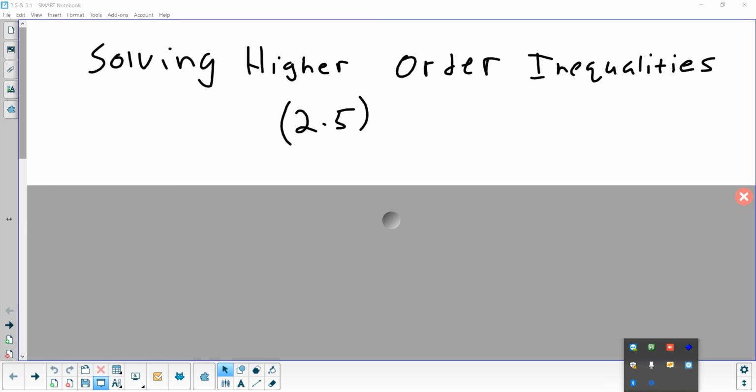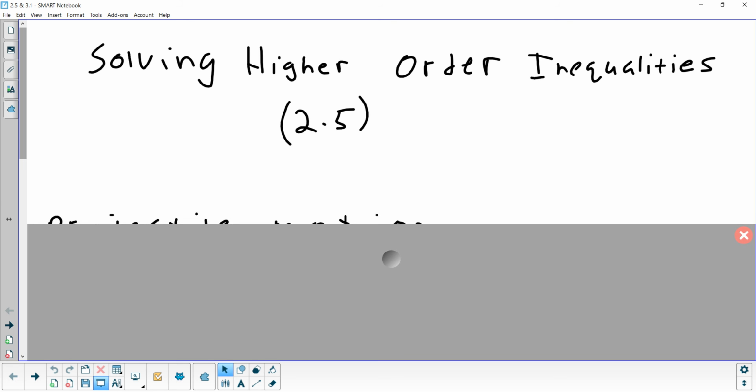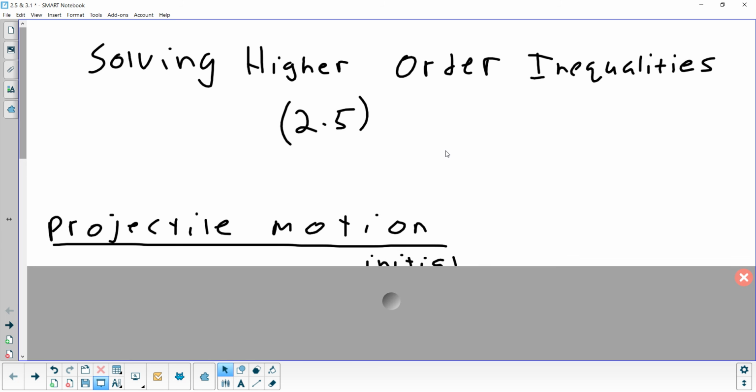So last thing we're going to look at this week is how we can solve higher order inequalities, which just means inequalities that are quadratic or cubic, not necessarily linear. How can we solve these by hand? And I'll also show you possibly a way we could also do it on the calculator.